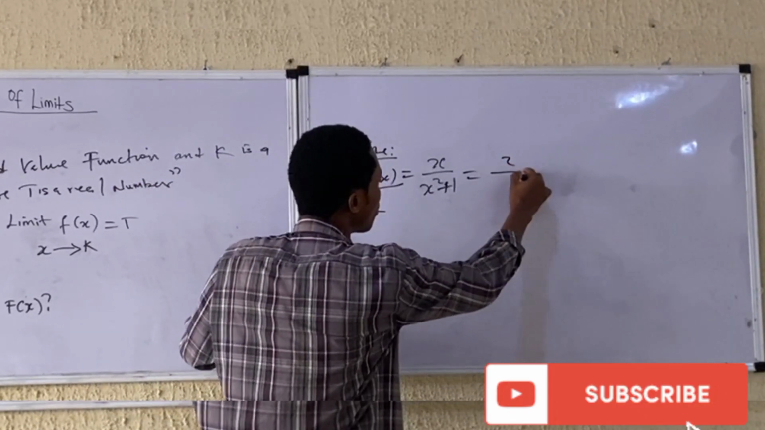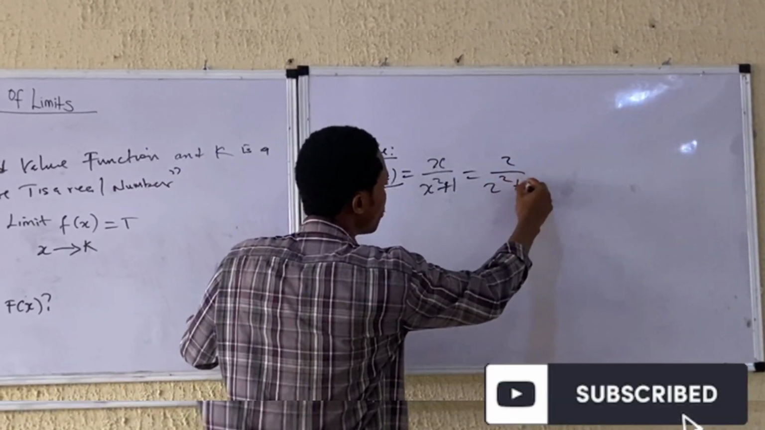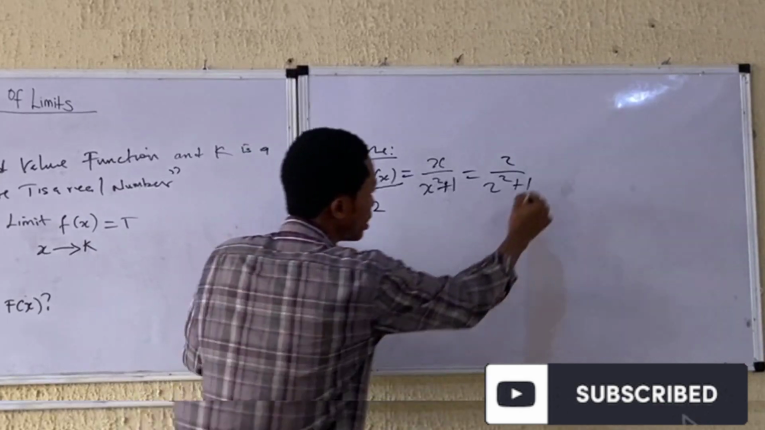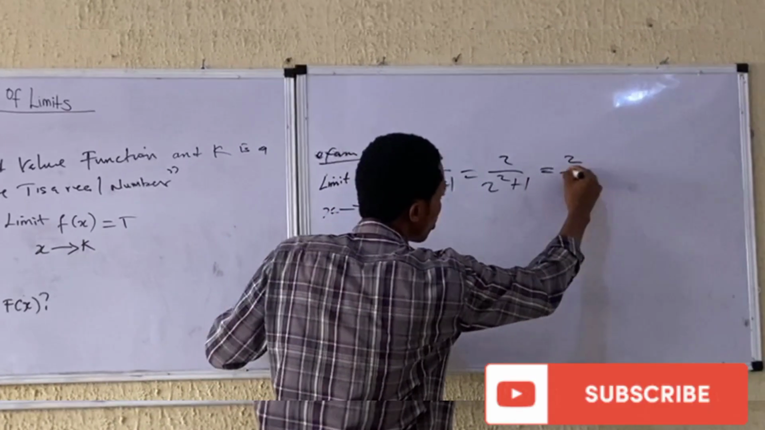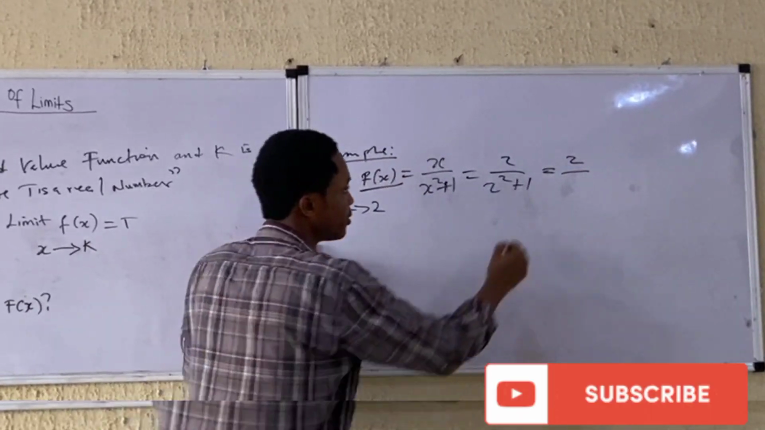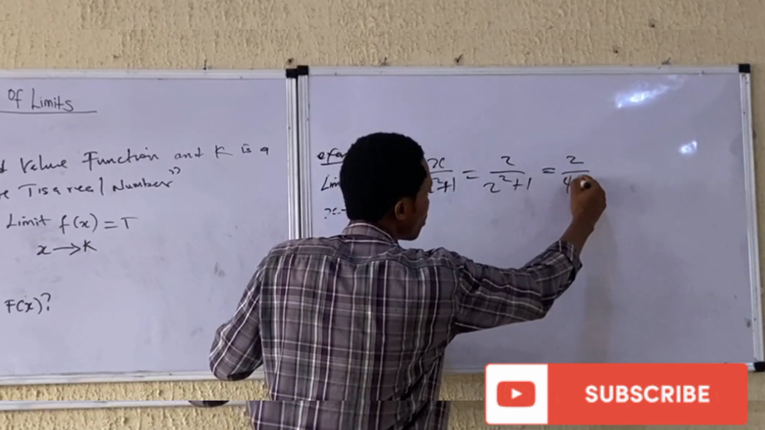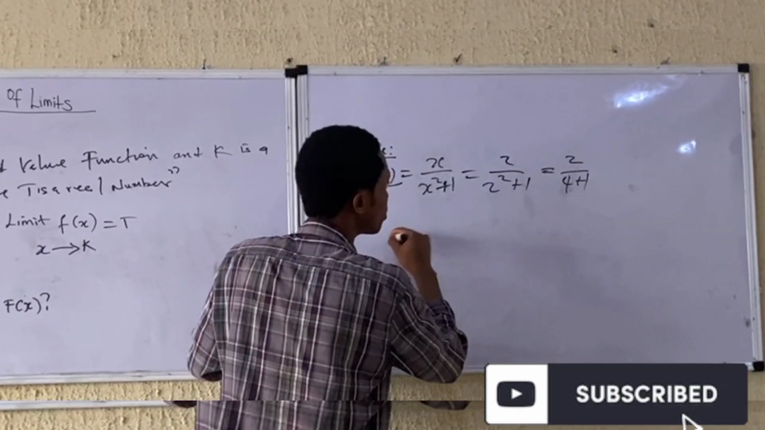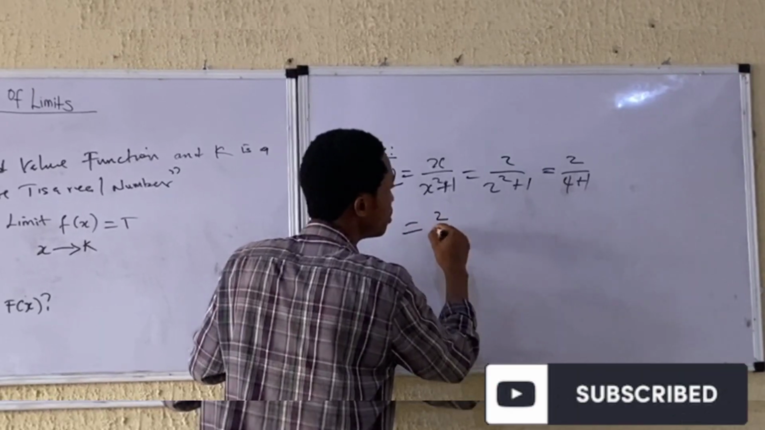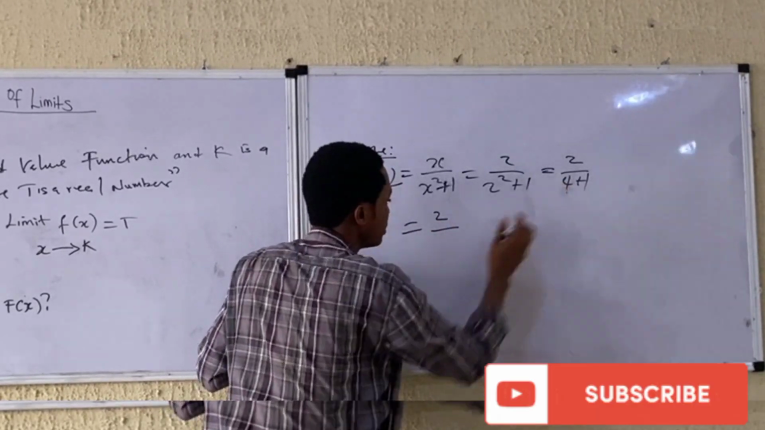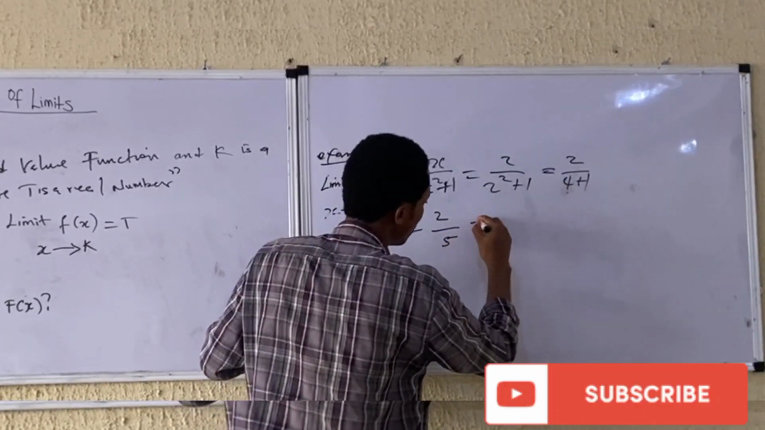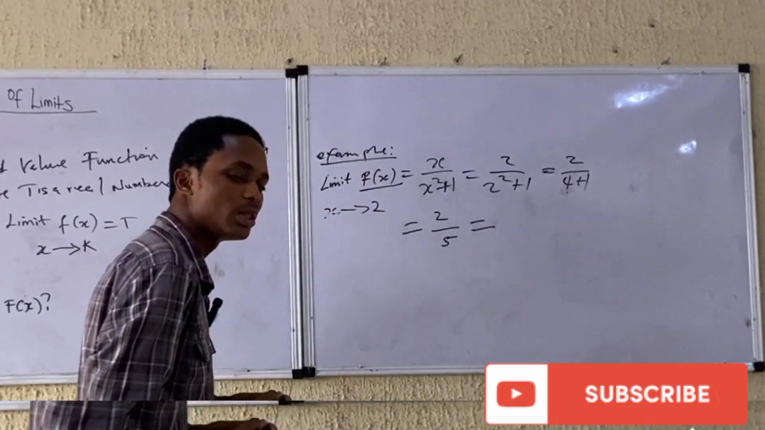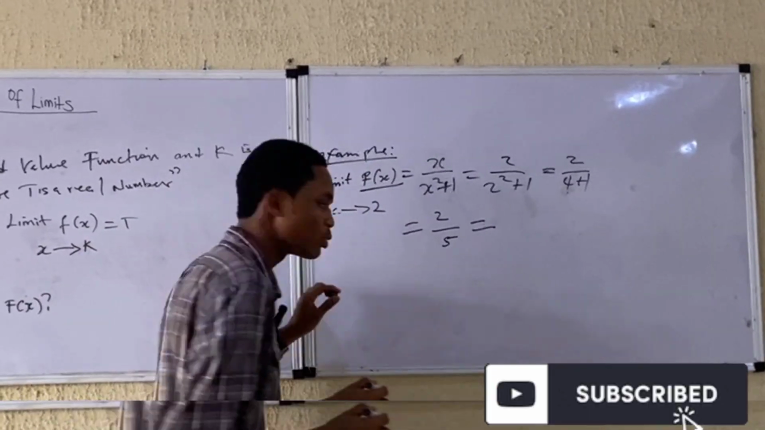Now, 2 all over 2 squared plus 1 equals 2 all over, 2 squared is 4, plus 1, equals 2 all over 4 plus 1, equals 2 all over 5. 2 divided by 5 will give you 0.4.